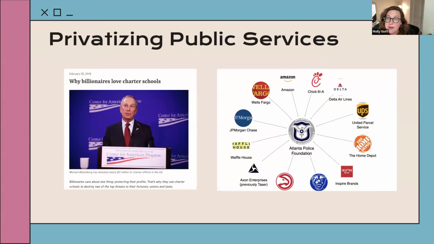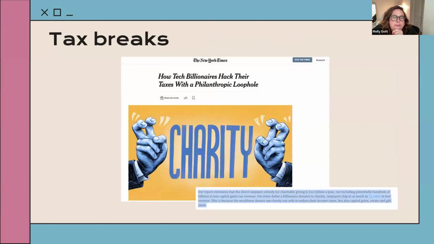Also privatizing public services. So people were putting charter schools in the chat. Police foundations, these are two examples where we really see corporate money and billionaire money just pouring in and flocking. They're able to have corporations and billionaires exert more control over things that have typically been in the public domain, like schools and police departments.